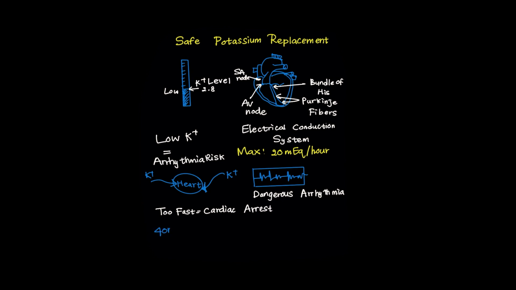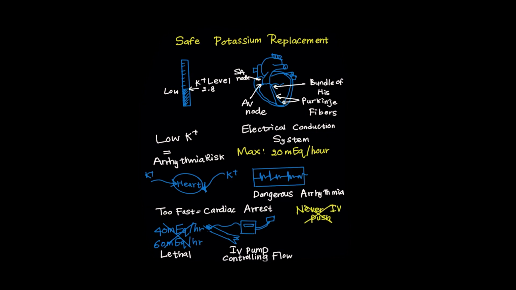Think of it like pouring hot water into a cold glass too quickly. It can crack. The heart needs time to equilibrate potassium levels gradually. 40 or 60 milliequivalents per hour would cause immediate cardiac arrest. 5 is unnecessarily slow and 20 safely corrects the deficiency. Always use an infusion pump, never IV push.